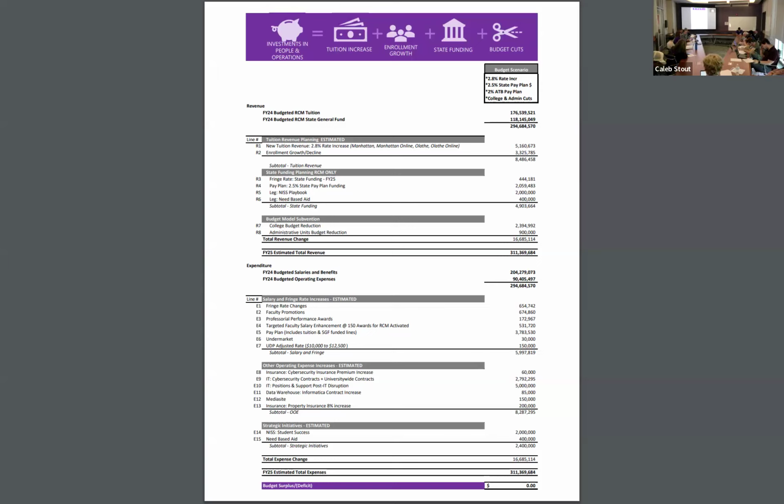So faculty promotions, that references any time a faculty member achieves a different level of tenure. So moving from assistant to associate or associate to full, that's 15% of their annual salary in there. So that's faculty promotion costs. We have professorial performance awards. That's 7,000 for those that are identified as professorial performance.